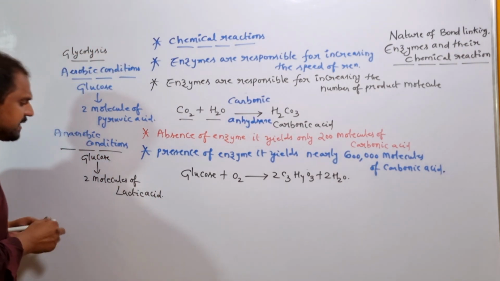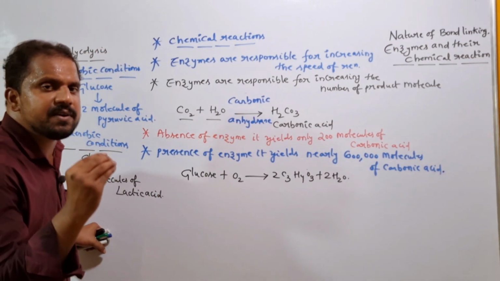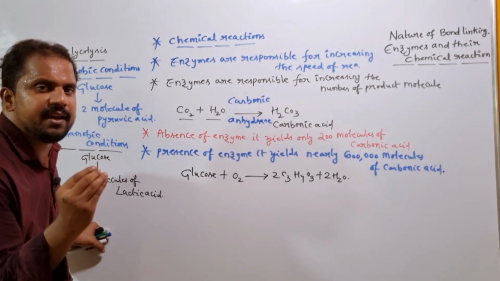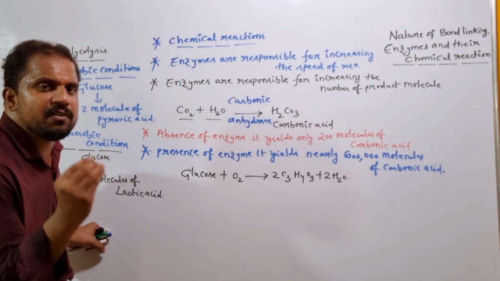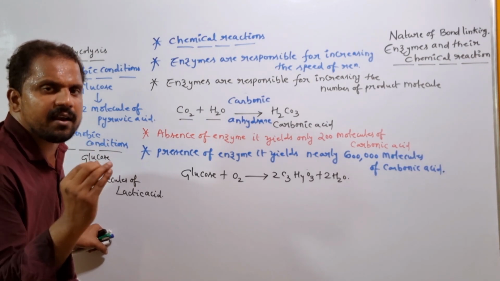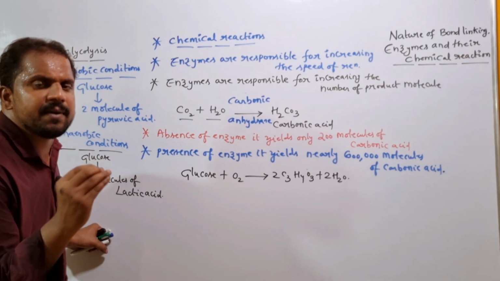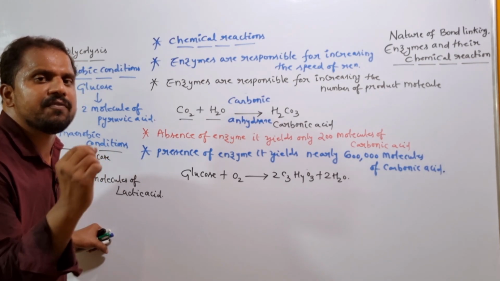Then in the same way, in certain living organisms like Saccharomyces cerevisiae or yeast, the oxidation of glucose molecule yields a specific molecule which is nothing but what? Ethanol or alcohol, and in addition, carbon dioxide is produced. And the specific process here is termed as what? Fermentation.